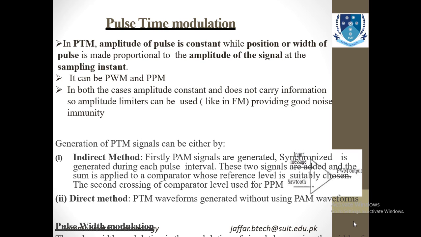The comparator has a reference level, and that reference level is used to determine which side of the generation part to go to. The second crossing of the comparator level is used for PPM, or pulse position modulation. The second method is the direct method. In the direct method, waveforms are generated by use of the PM waveforms.